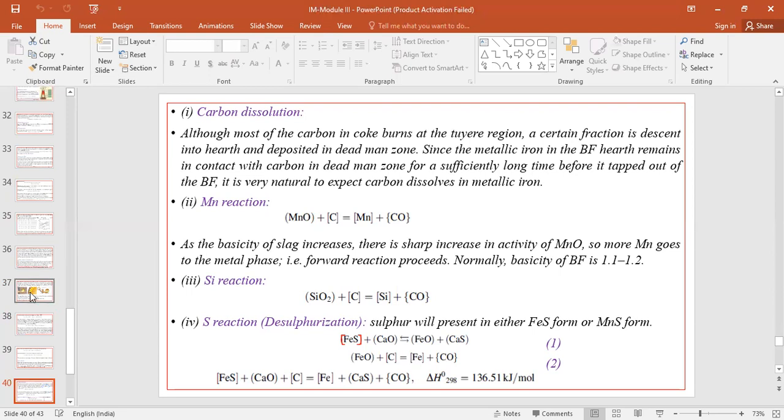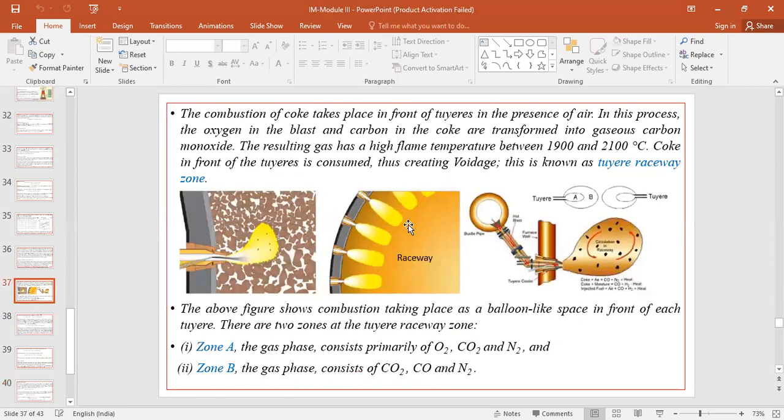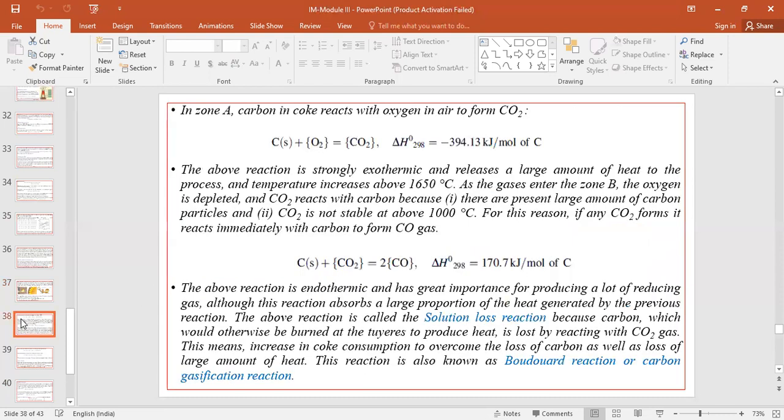Okay. So whatever we have seen, these tuyeres and the raceway in front of the tuyeres, will be present across the diameter of the blast furnace. But this heat cannot penetrate toward the center of the blast furnace. So at the center, whatever coke is there will be in unreduced condition and will not participate in the combustion process. That is called the dead man zone, where basically no reaction takes place.